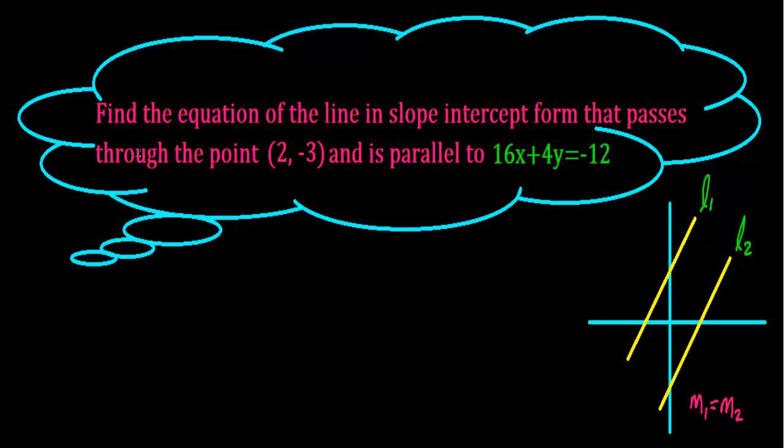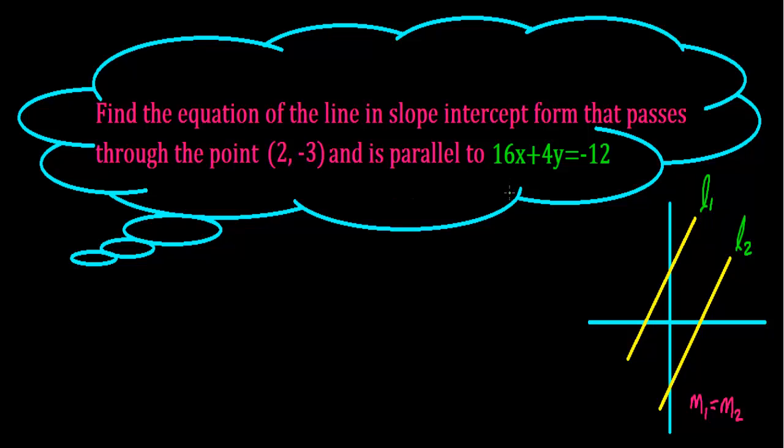Here's example 2. Find the equation of the line in slope-intercept form that passes through the point (2, -3) and is parallel to 16x plus 4y equals -12. Again, the situation here is they give me a line, they want me to find a second line that is parallel to the given line. And all the information they've given me is that that second line passes through the point (2, -3).